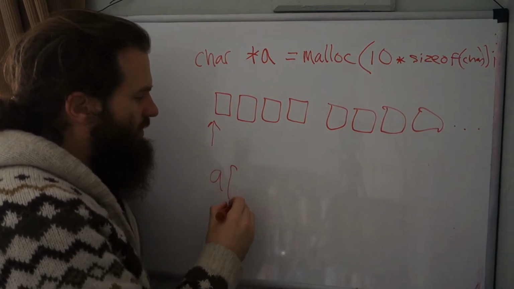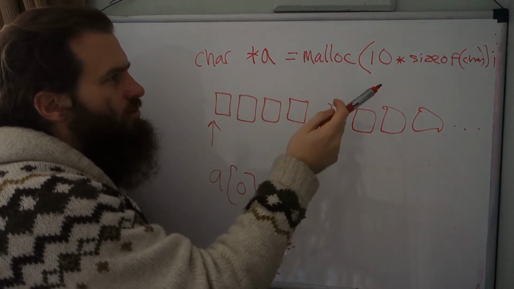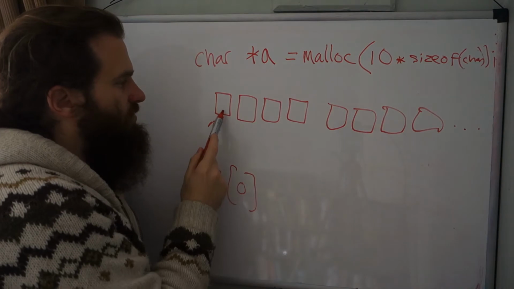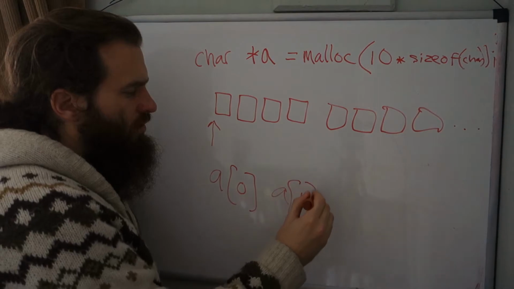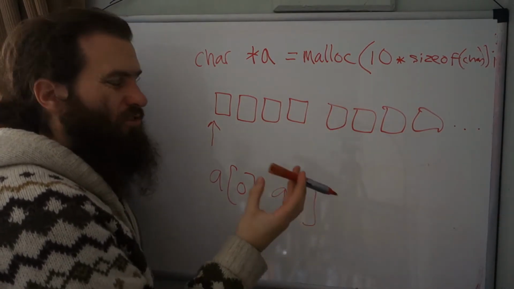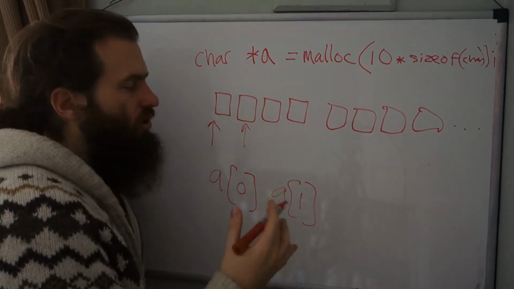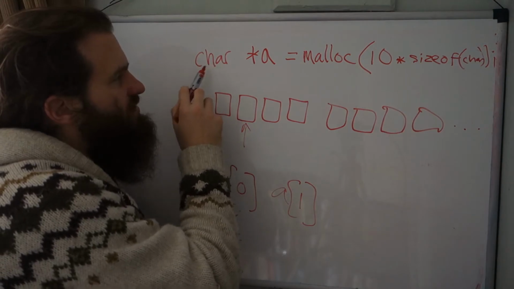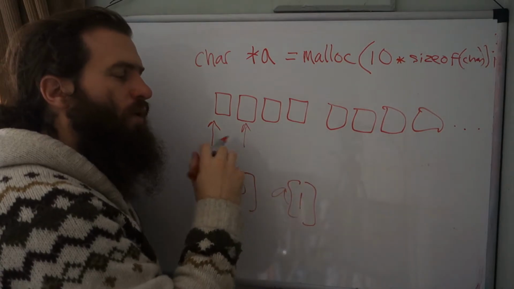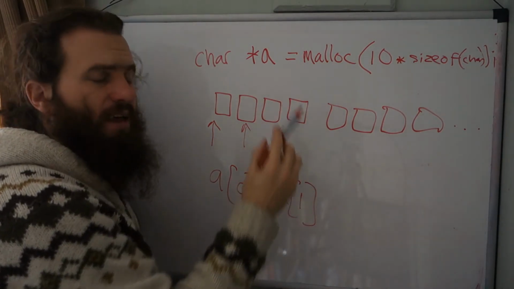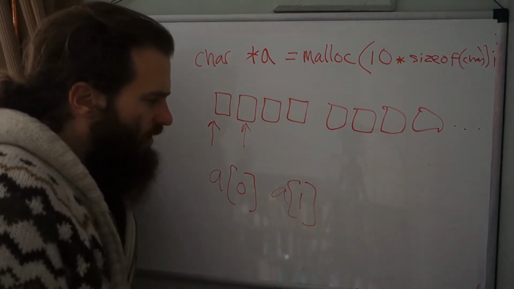In this case, if we do index 0, we just add 0 times the size of a char to the address, and that gives us the first index. But this time, of course, A[1] is 1 times the size of char, and char's just 1 byte, so that's just going to take us here. So what I'm trying to show you here is that whatever the size here is, that is what determines how we index into the block of memory allocated by malloc.